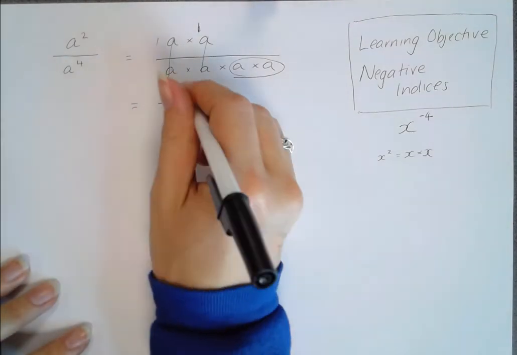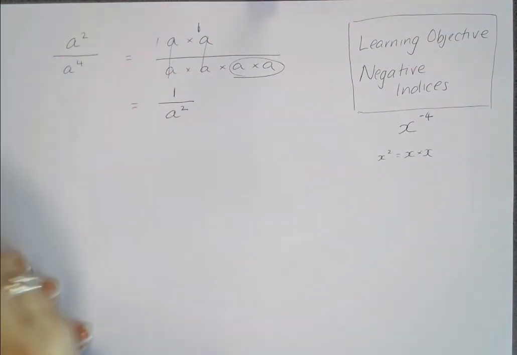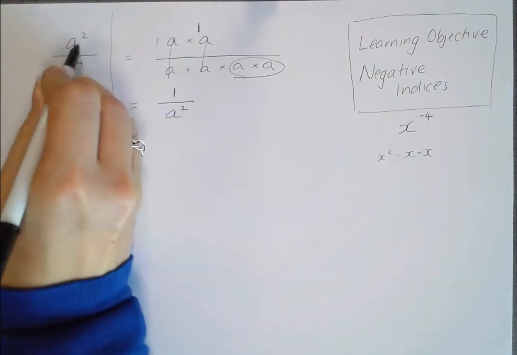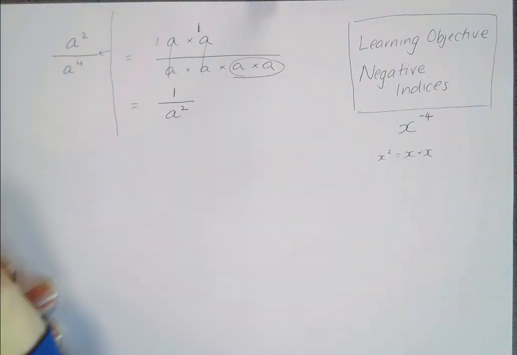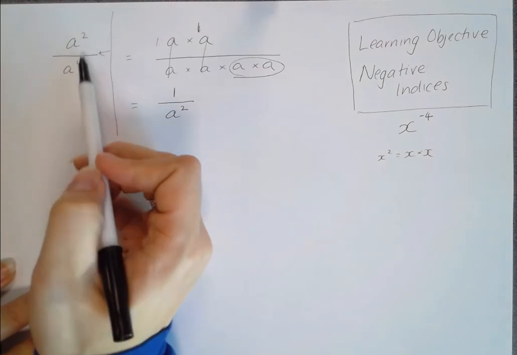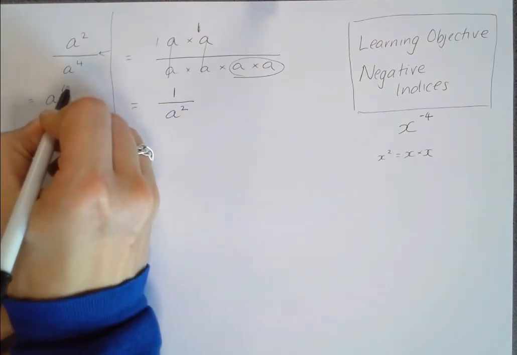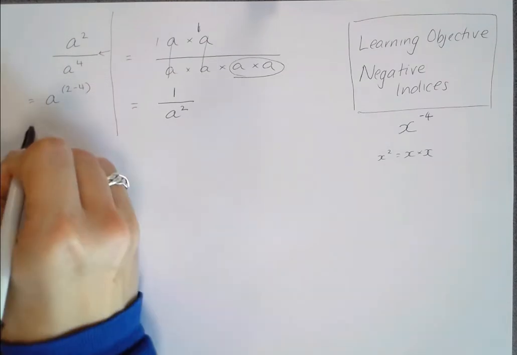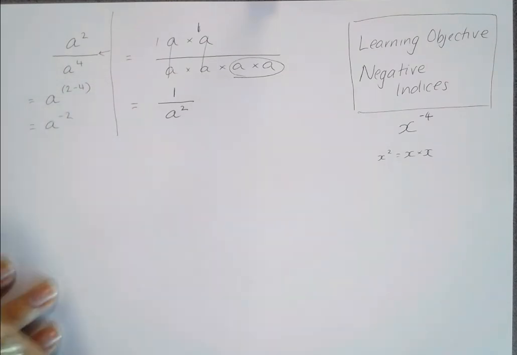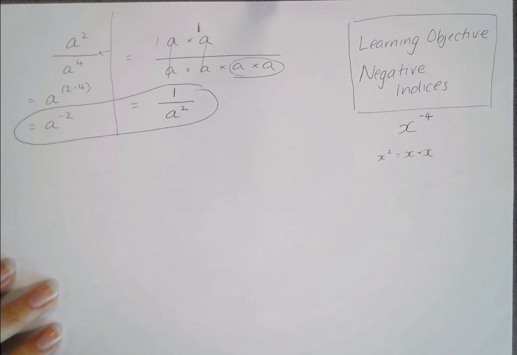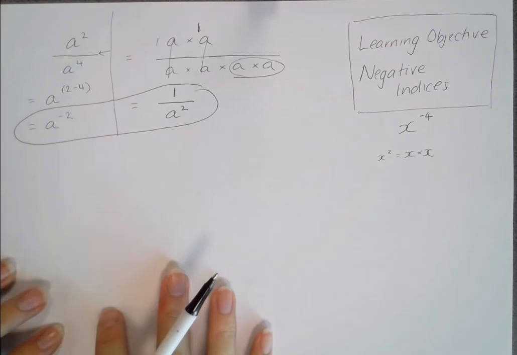Now when we worked on our division rule, if we did just this part, we would say, alright, there's our divide sign, we are going to take away our indices. So we would say, alright, well that means it's a to the 2 minus 4 power, which means a to the negative 2. So if you have a look here, we're actually looking at the same answer, just written differently.